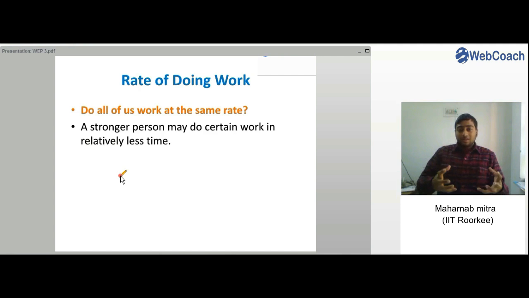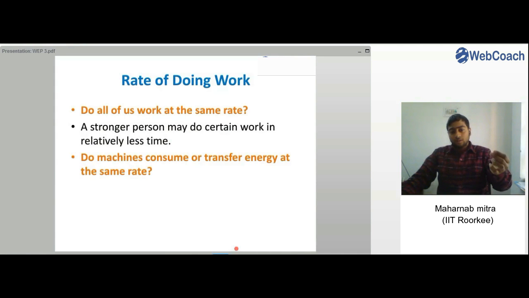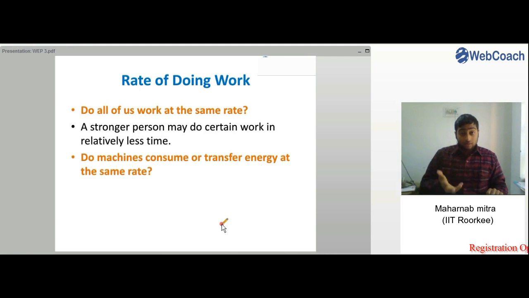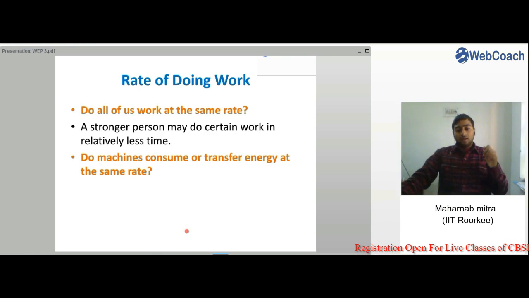So you can see the strength actually gives us a hint how the person's rate of work is going to be, whether it is going to be fast, whether it is going to be slow, right? Let us see one more question. Do two machines consume or transfer energy at the same rate? This is also no, right? Because we have different electrical instruments of different ratings, some 100-watt bulb or 60-watt bulb, right? Every equipment is different from one another until they are of the same type, right? You can have four 60-watt bulbs and they consume the same amount of energy. So you can see machines also do not consume or transfer energy at the same rate.